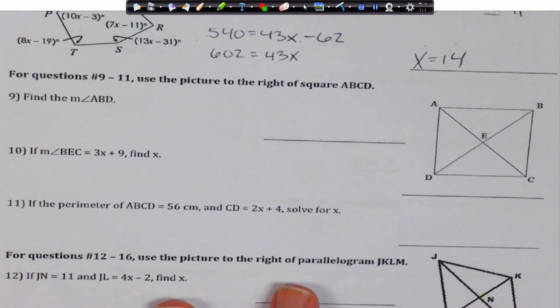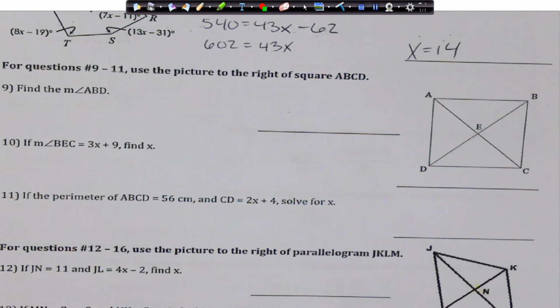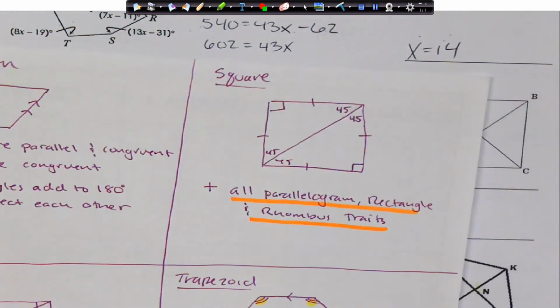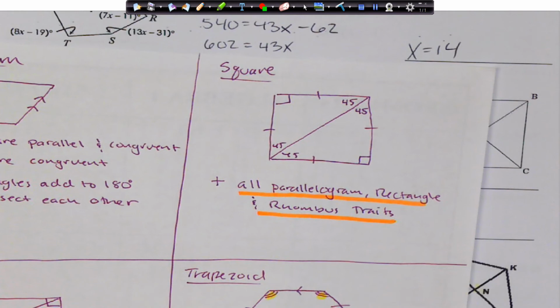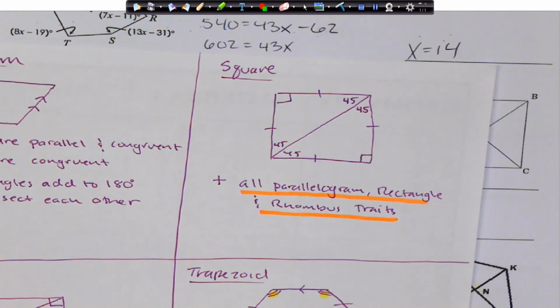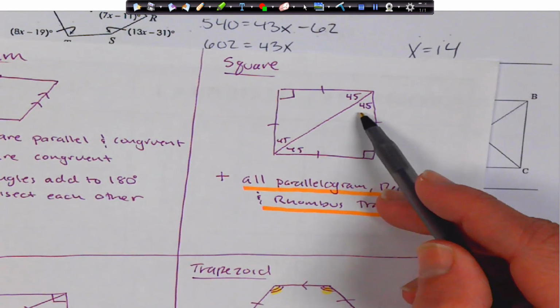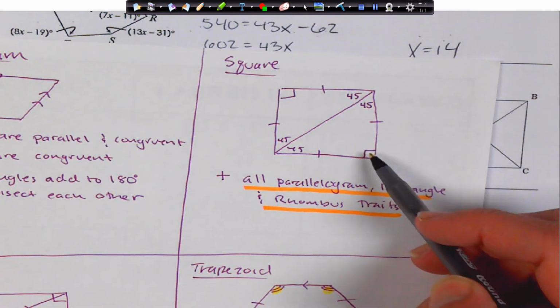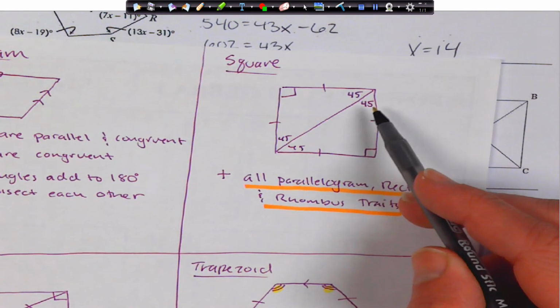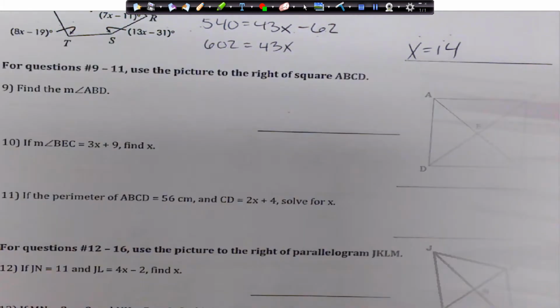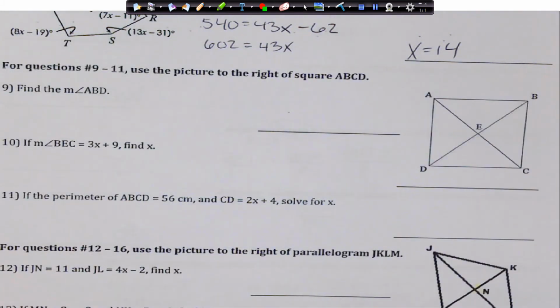In our picture to the right, we're using a square. We have to remember a square has all the information of a parallelogram, rectangle, rhombus. And I do like to mention that the square, no matter what, the angles are all 90, and when the diagonal comes in, it splits it at 45s every time. The square is the only one that does that.